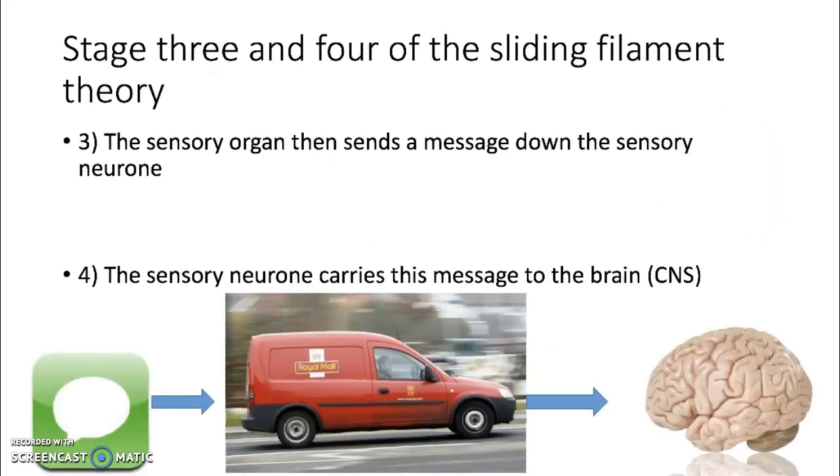The next stage of the sliding filament theory is where the sensory organ, so the cricketer's eyes, sends a message showing that it's detected a stimulus, the ball for the cricketer, down the sensory neuron. The sensory neuron acts like a postman for the message and delivers it to the brain, which is part of the central nervous system.